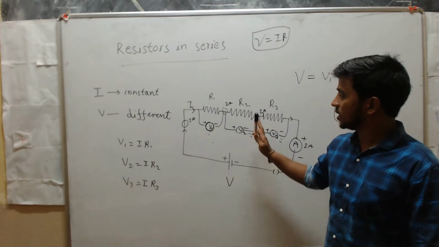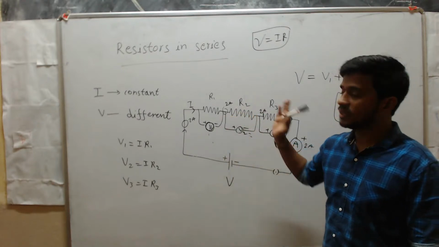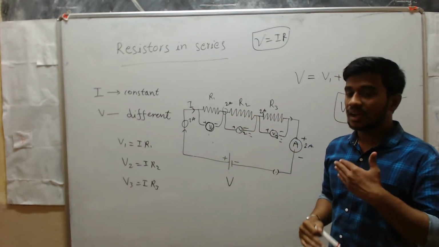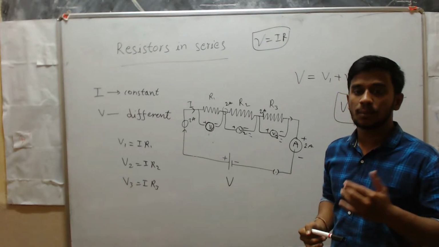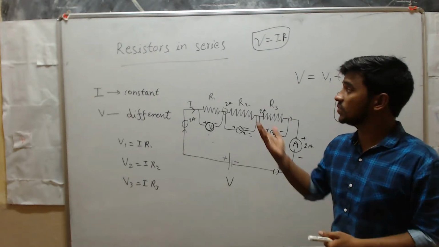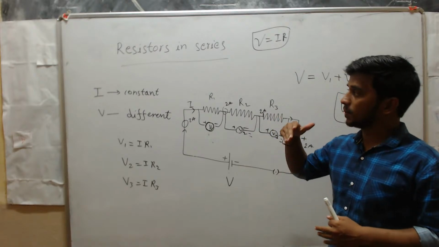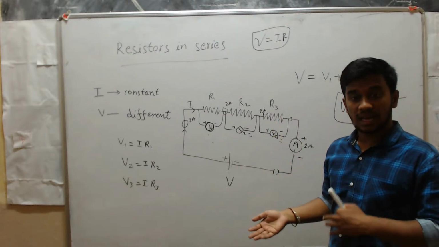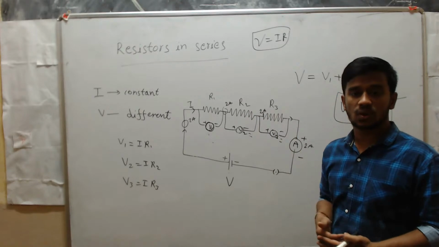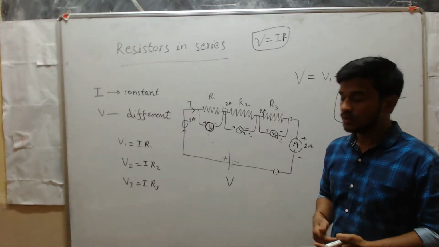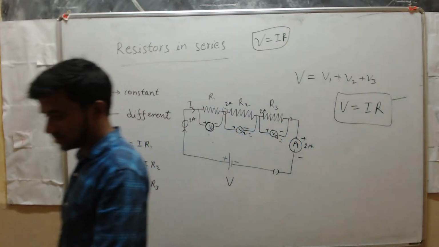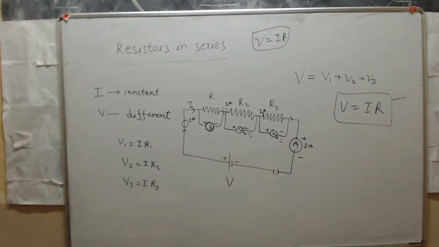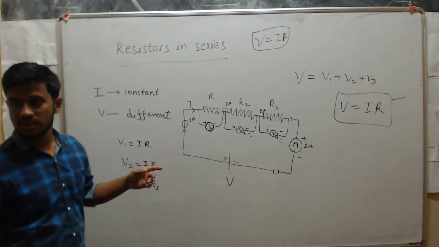Now here the resistors are in series. Next we move to resistors in parallel, which is just the reverse of this. In parallel, current is different and voltage is constant. Why? We'll see. So, is this clear?